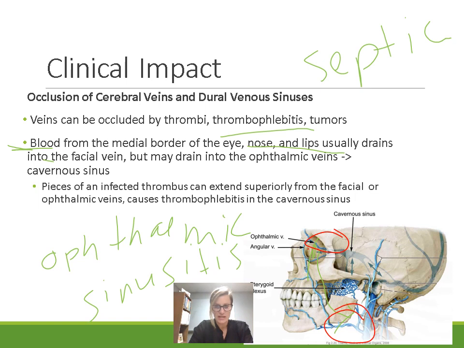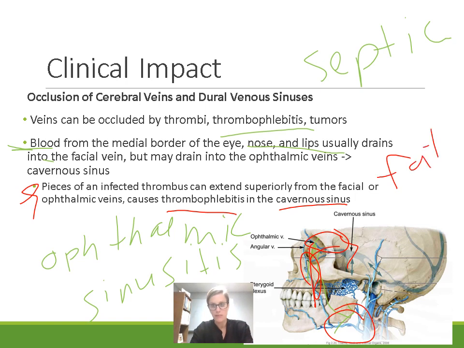So it's possible that when there's an infection in these areas, it's going to go back towards the cavernous sinus. And some infectious states are thrombotic, right? When there's an infection present, the blood is more likely to form thrombosis. So again, that can get pushed back and up into the cavernous sinus, and then it results in thrombophlebitis in the cavernous sinus. So again, pieces of infected thrombus can extend superiorly, right, up from the facial vein or ophthalmic veins, causing thrombophlebitis in the cavernous sinus, which again can be fatal.